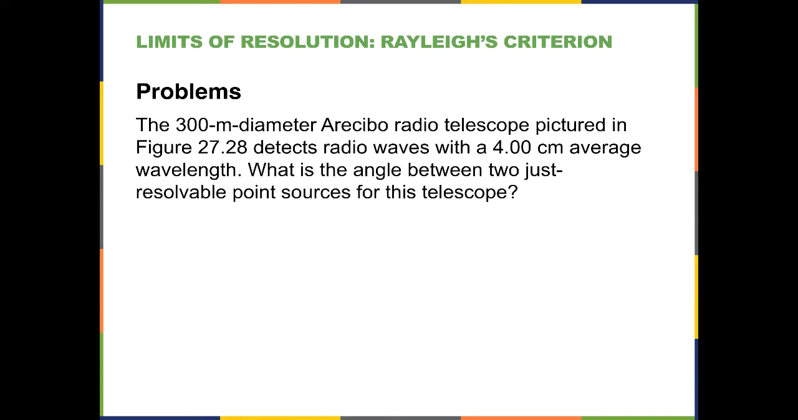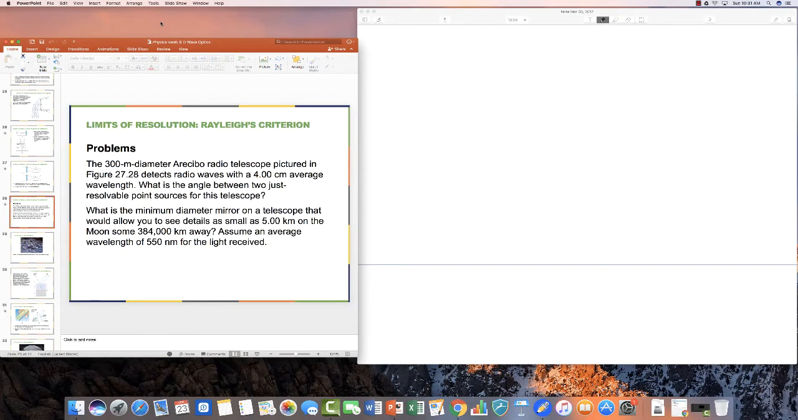A 300-meter diameter radio telescope, and there's a picture in your book if you want to look at it, detects radio waves with a 4-centimeter average wavelength. What is the angle between the two just resolvable point sources for this? All right, let's take a look at how we would do this problem.